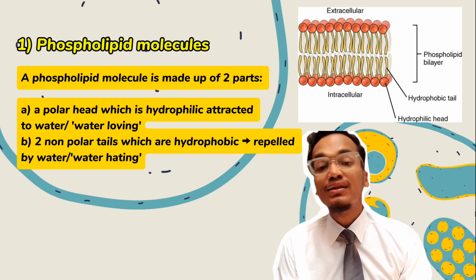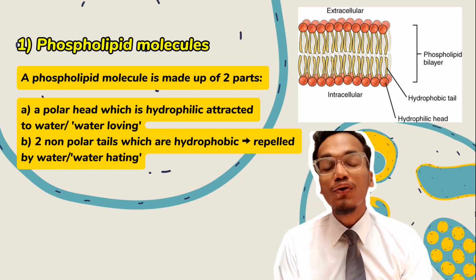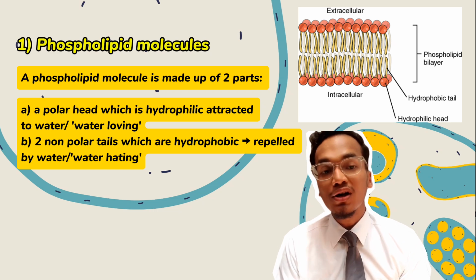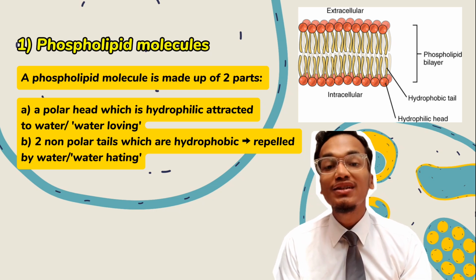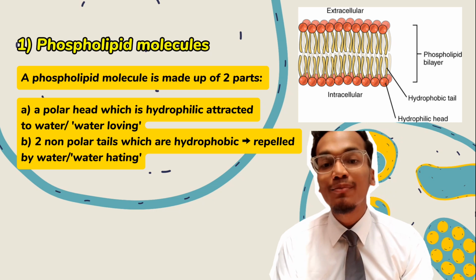The second part is the non-polar tail. Each phospholipid molecule has two non-polar tails that are hydrophobic, meaning they are repelled by water or water-hating. These tails prefer to be away from water and interact with each other inside the membrane.